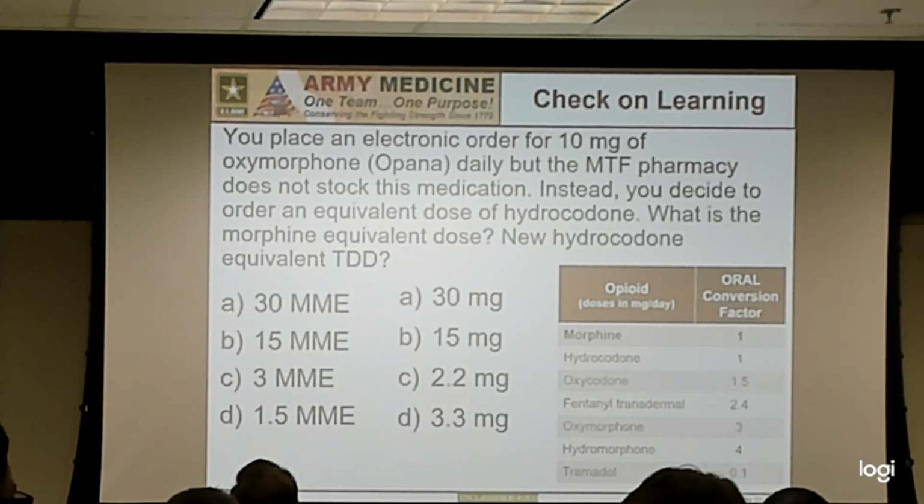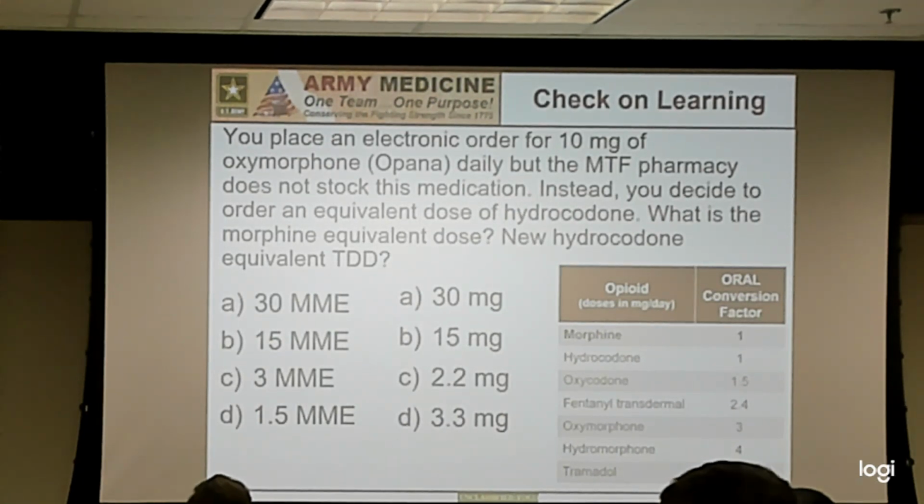Sorry, D is not my answer. I didn't mean to tell you that. Because I'm changing from oxymorphone to hydrocodone, what else do I need to do? I need to reduce it because of the cross tolerance, right? If I was just changing from Opana to Opana, I wouldn't need to do that. But because I am changing from Opana to hydrocodone, I need to reduce by that 33 to 50% for my cross tolerance. You can pick whatever number you want in between the 33 and 50%.